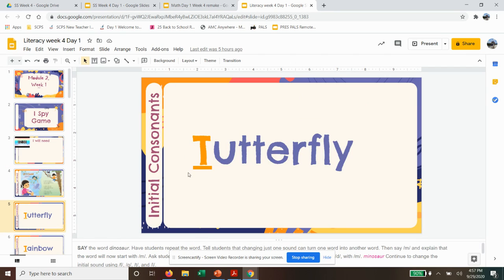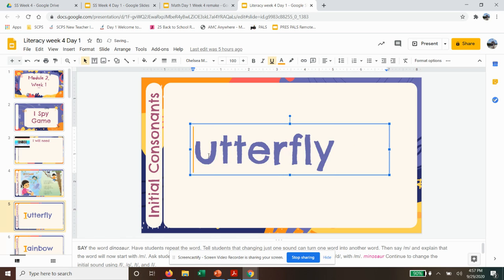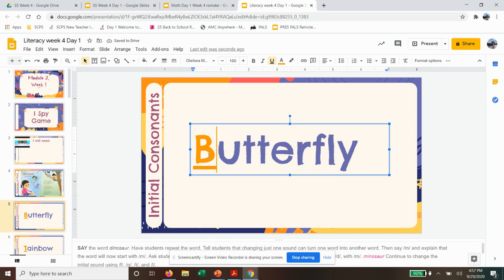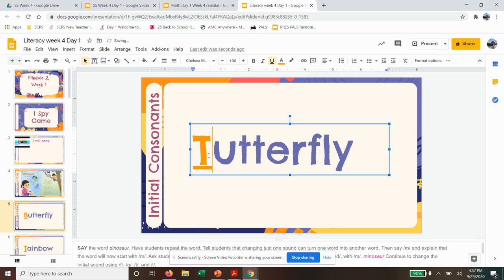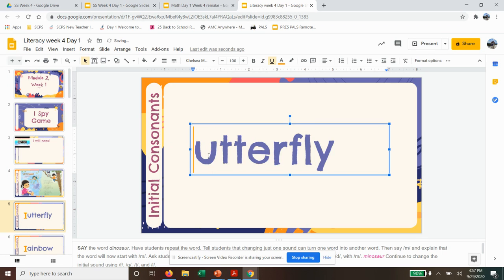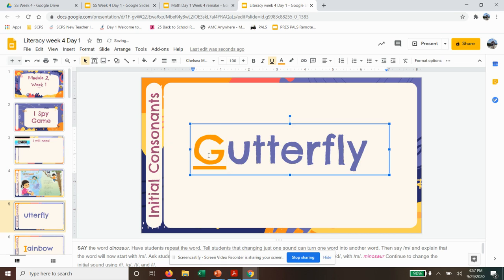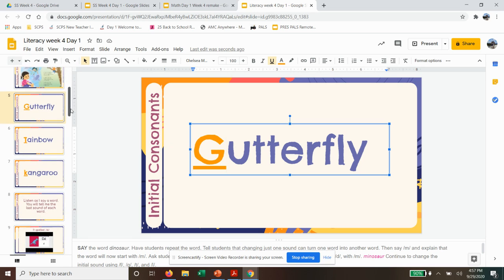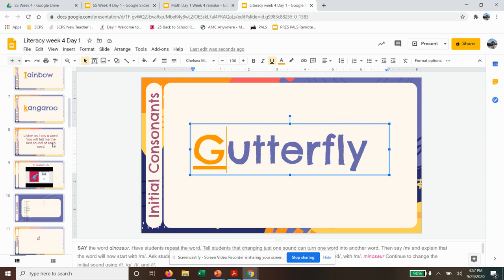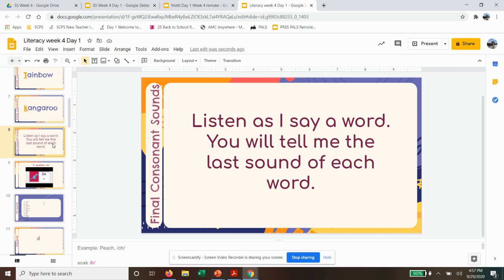Then we started looking at this, which started as butterfly, and we mixed up the first letter in the word. So butterfly turned into utterfly, or dutterfly, or gutterfly. And then we did that for rainbow and kangaroo.